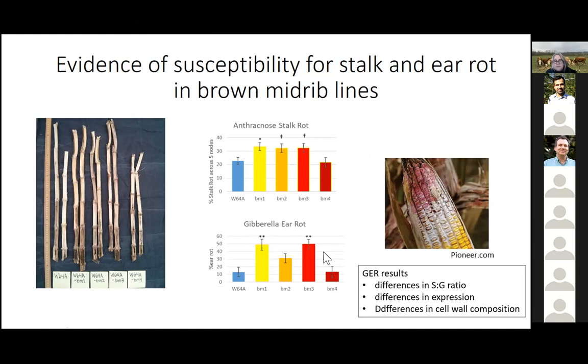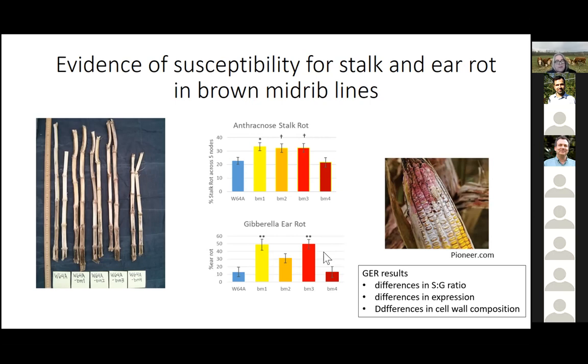There are differences in expression of the genes in the monolignol pathway between these mutants, even though they all have reduced lignin at the end of the day. And there's differences in cell wall composition between these mutants. Also, in a study with common smut, brown midrib 2 was found not to be more susceptible, but brown midrib 1, 3, and 4 were. So it is possible that there is some difference.